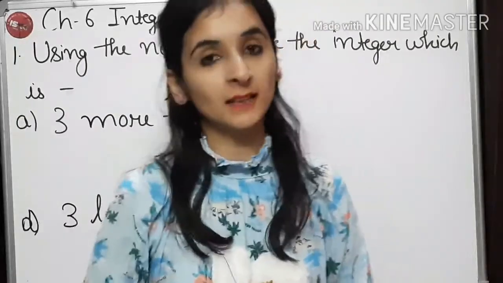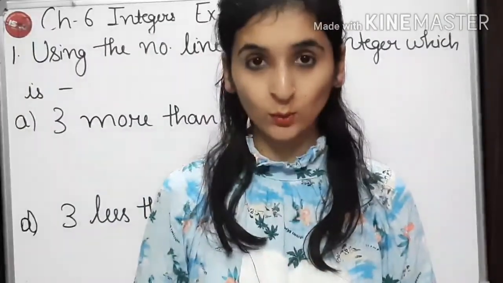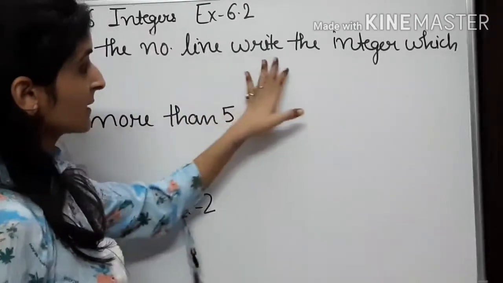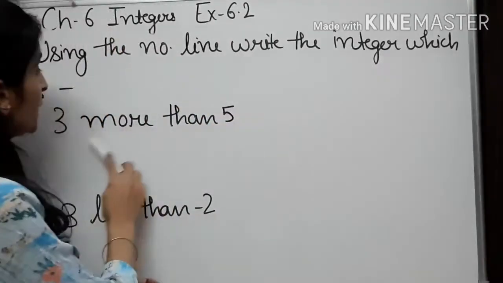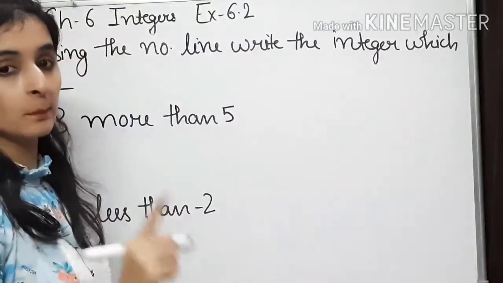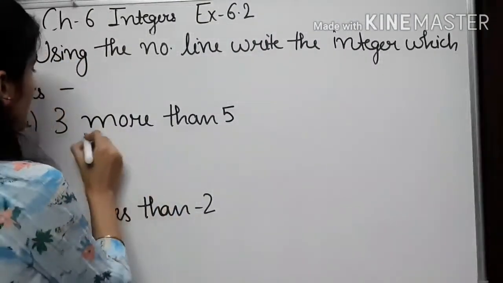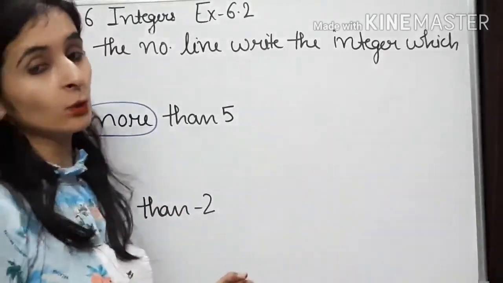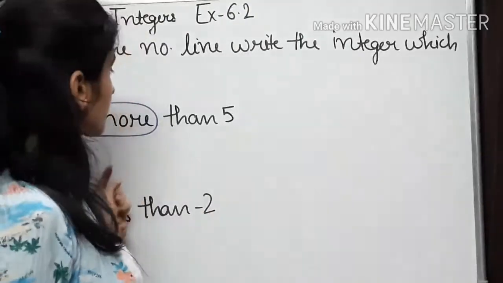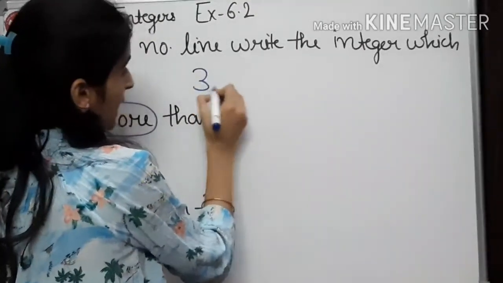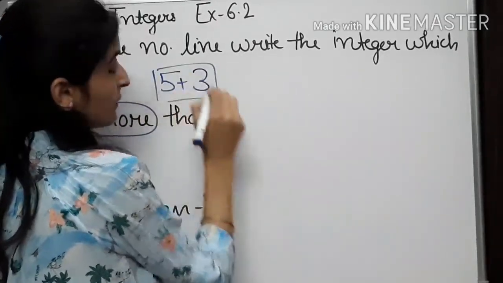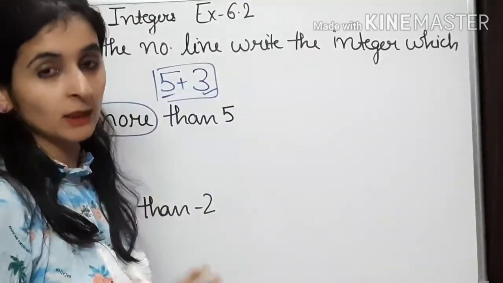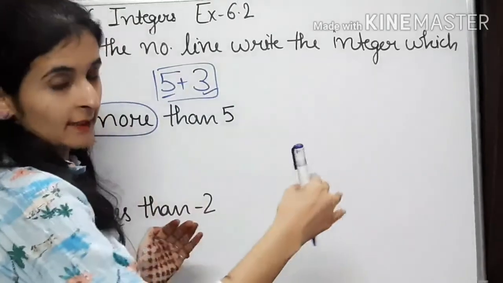So now we have to start with exercise 6.2, and question number 1 of exercise 6.2 is: using the number line, write the integer which is 3 more than 5. Here we have been given the words "more than". When we have "more", what will we do? It means we have to add. 3 more than 5 means we have to add 5 and 3, or we can say we have to add 3 to 5. Whenever we have to add on a number line, we always move to the right-hand side.